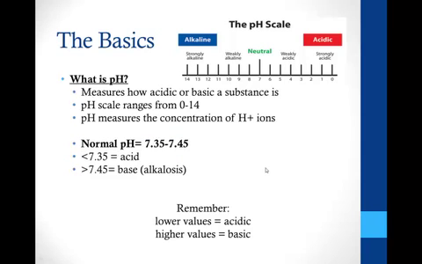The basics. What is pH? It measures how acidic or basic a substance is. The pH scale ranges from 0 to 14. pH measures the concentration of hydrogen ions. Normal pH is 7.35 to 7.45. So if you're under 7.35, we consider you acidic. And if you're above 7.45, you're more basic or alkalotic.